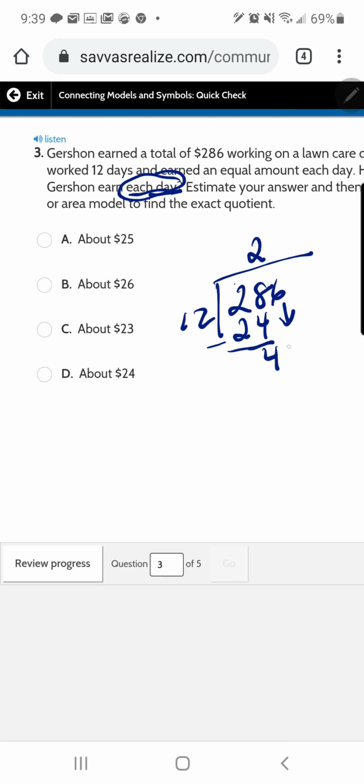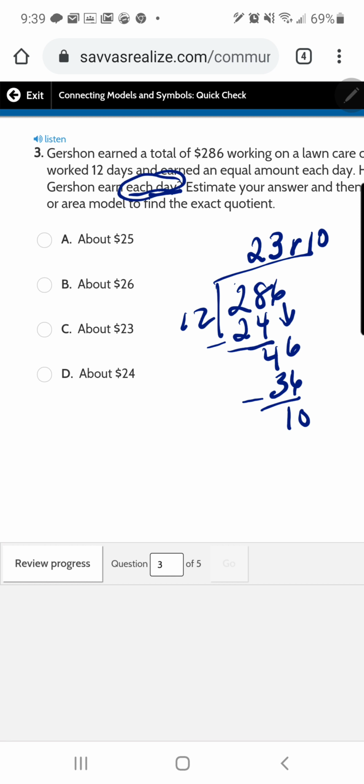Bring down your 6. 12 times what gives you a number close to 46? Well, I know that 12 times 4 is 48, and that's too much. So I'm going to try a 3. 12 times 3 is 36. You find the difference and you get 10. Well, here's the problem though. I don't have anything else to bring down, so 10 must be what we call a remainder. Okay, what's left over.